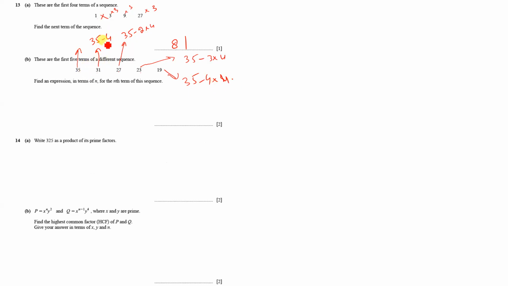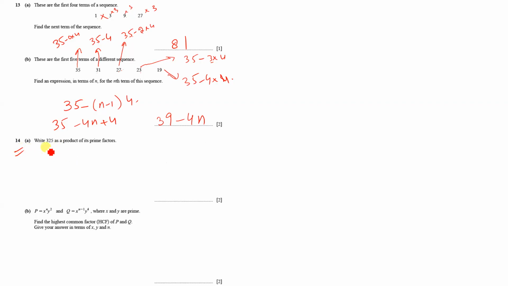So if we have first term 35 minus 0 times 4, right? In second term 35 minus 1 times 4. In third term 35 minus 2 times 4. In fourth term 35 minus 3 times 4, that is 4 minus 1. In fifth term 35 minus 4 times 4. So this is an arithmetic sequence. So our nth term would be 35 minus (n minus 1) times 4, right? So let's simplify this. 35 minus 4n, and this is plus 4. So 39 minus 4n is the answer.